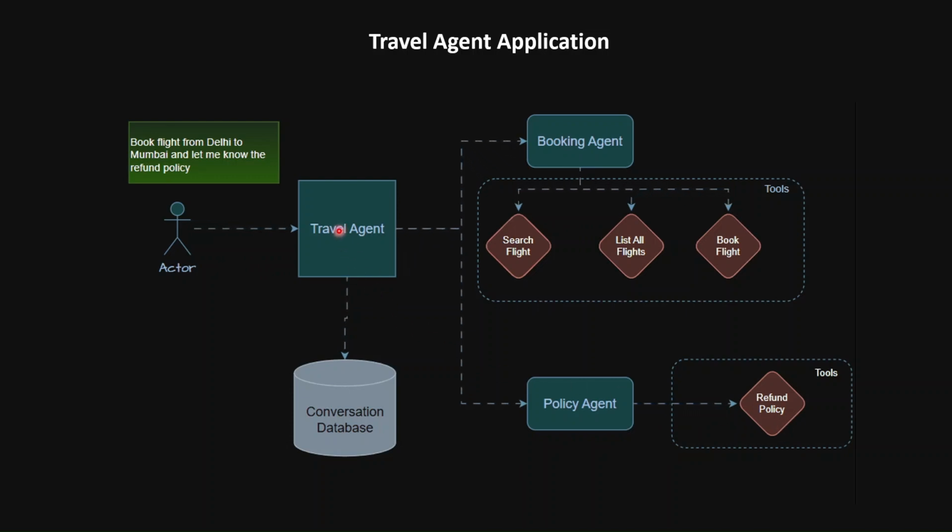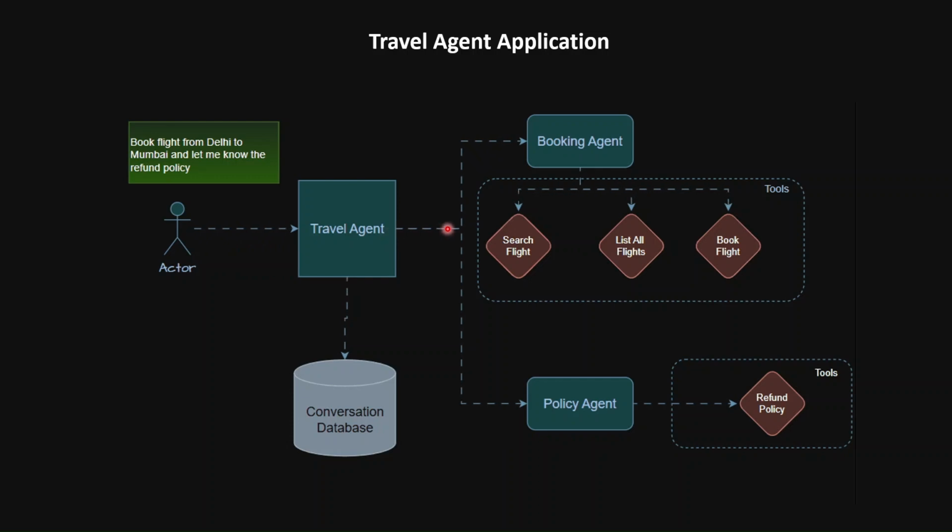As you can see, the travel agent will take a look at the query and determine which agent has to be invoked first. From the query, it is very clear that both agents will be utilized here because it is asking for booking the flight and the refund policy. Now the request goes to the booking agent, and the booking agent looks for the search flight. While searching the flight from Delhi to Mumbai, the booking agent notices that the date is missing. So it will prompt the user back that you have to provide the date of travel.